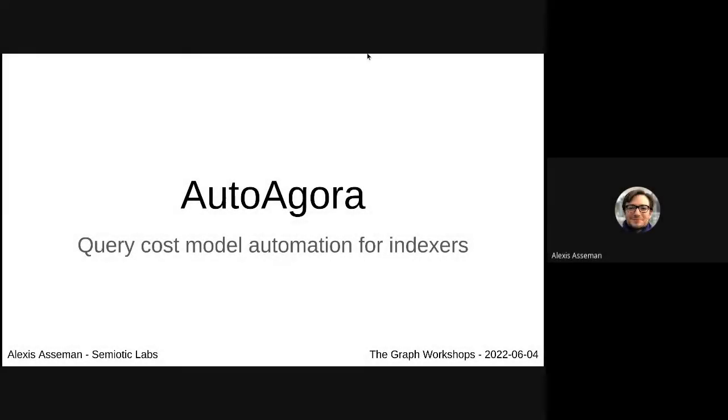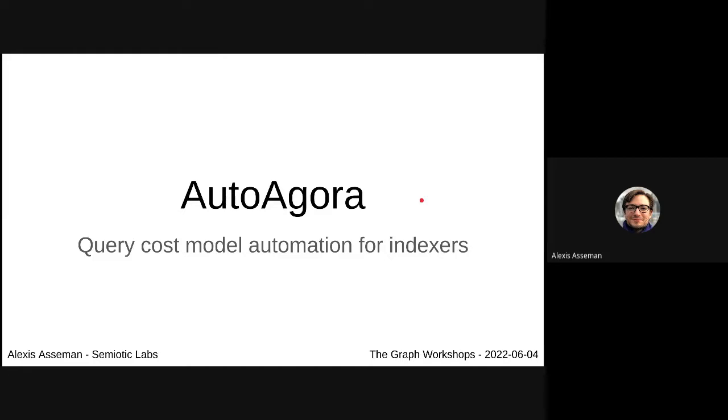Hey, so doing a special IOH. It's a workshop and it's happening at GraphHack. So it's the first somewhat in-person indexer office hours, and we're going to touch on some new developments that we're working on for the indexer stack. So I'm going to start.